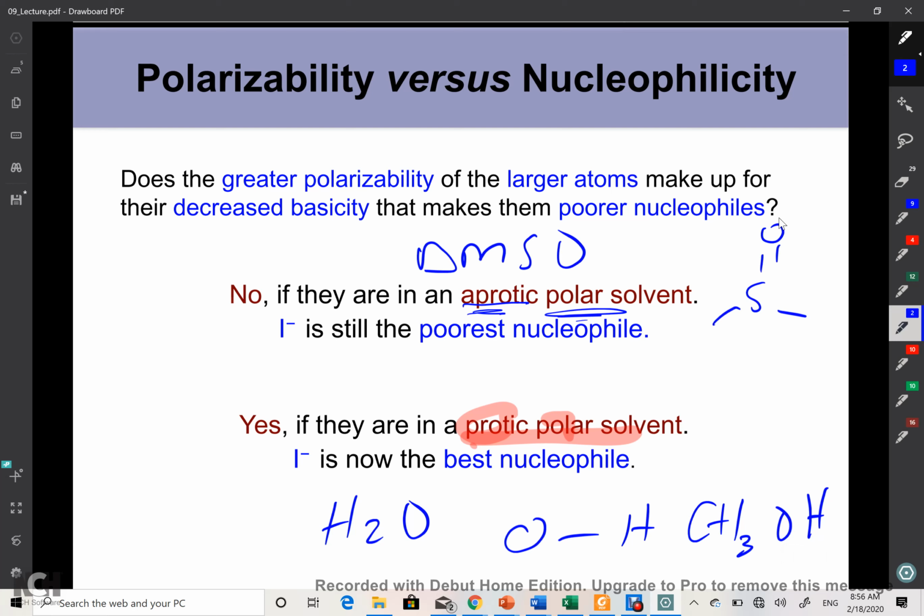It is polar because oxygen is more electronegative than sulfur. It is aprotic because there is no hydrogen connected to either oxygen or sulfur. That's why it's aprotic. Does that make sense? But when you compare that with water, water is polar because the oxygen-hydrogen bond is polar, and it is protic because the hydrogen is connected to an electronegative group. So those are the differences in solvents.